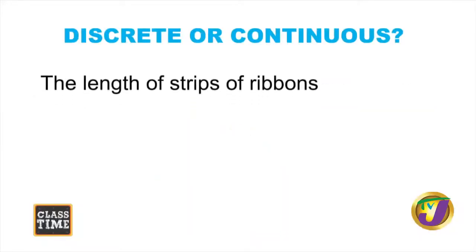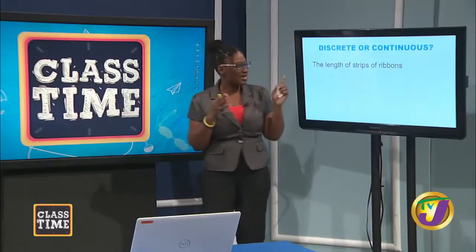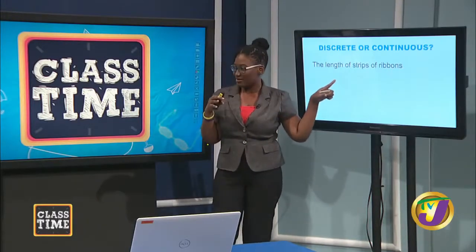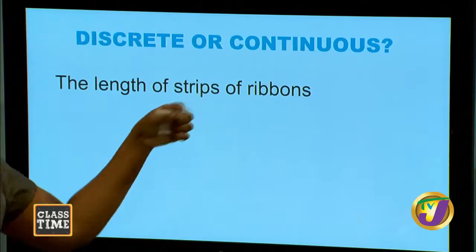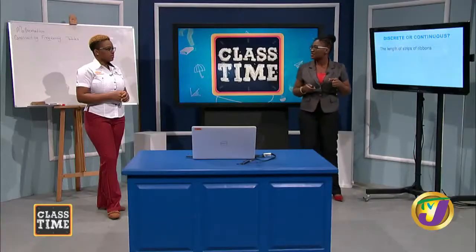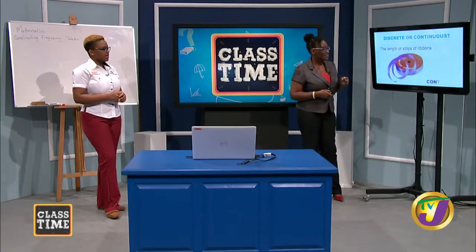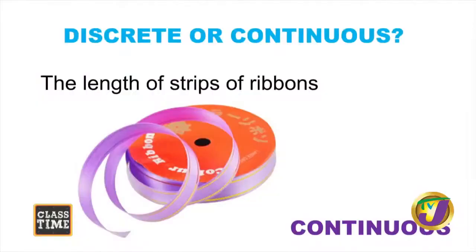All right, you look like you're doing a good job teaching me. So what about this one? The length of strips of ribbons. You talk about continuous data being something that's usually associated with measuring. So I'm looking here and I see length of strips of ribbon. So I think that this is continuous. All right. Am I right? Continuous indeed.